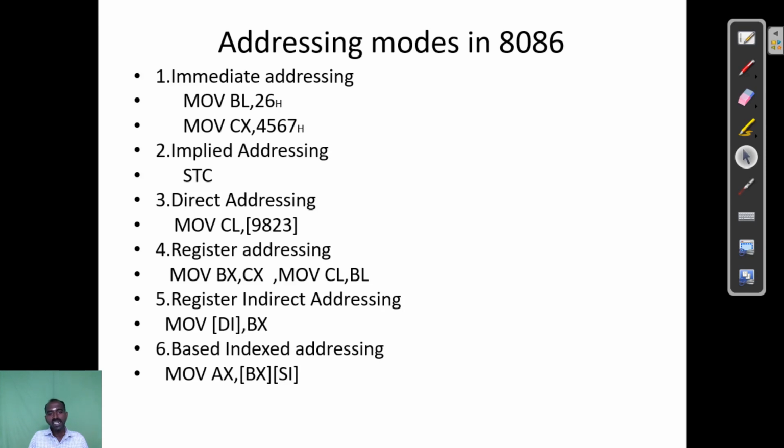Next, register indirect addressing mode. That means the address is specified indirectly, so it is called register indirect addressing mode. Last one, base index addressing mode. So these are the addressing modes in 8086. How many addressing modes? 6: immediate, implied, direct, register, register indirect, and based index addressing mode.